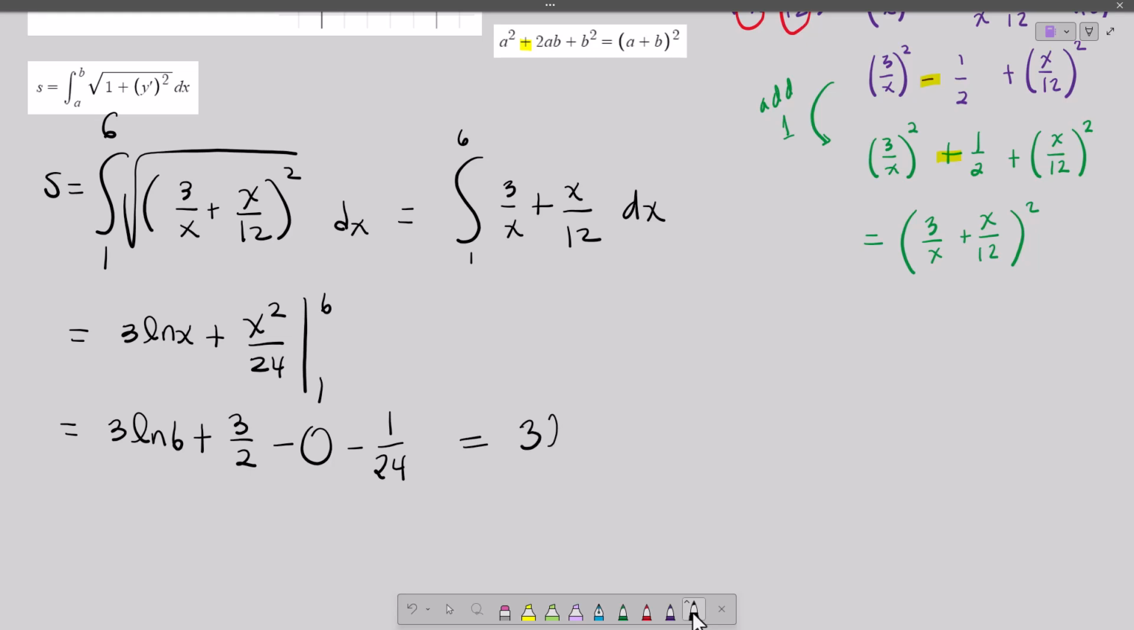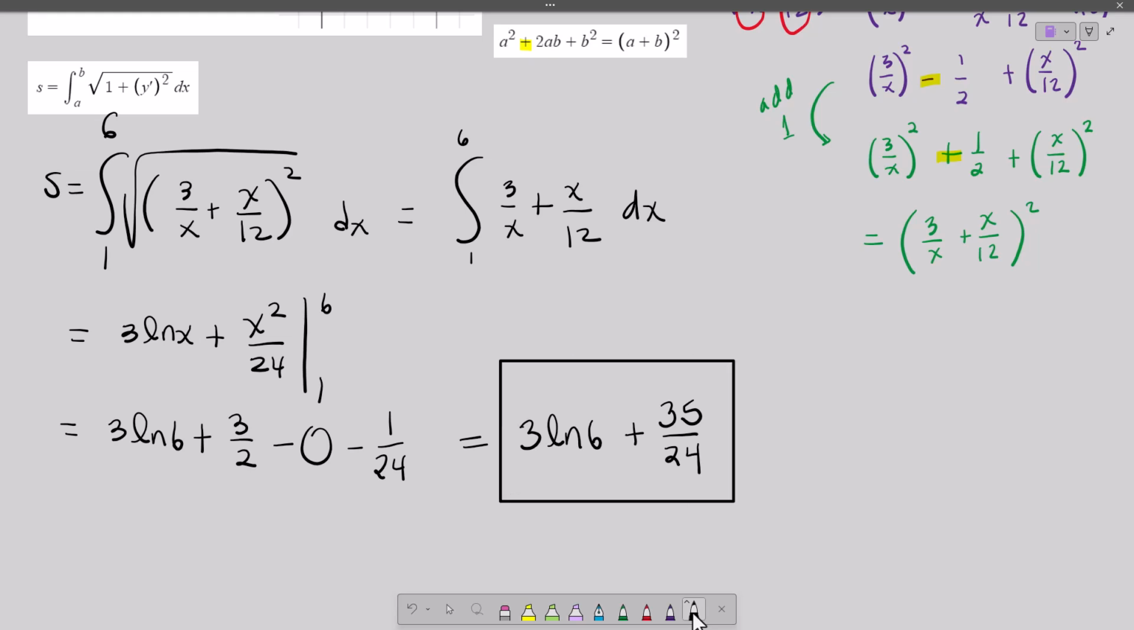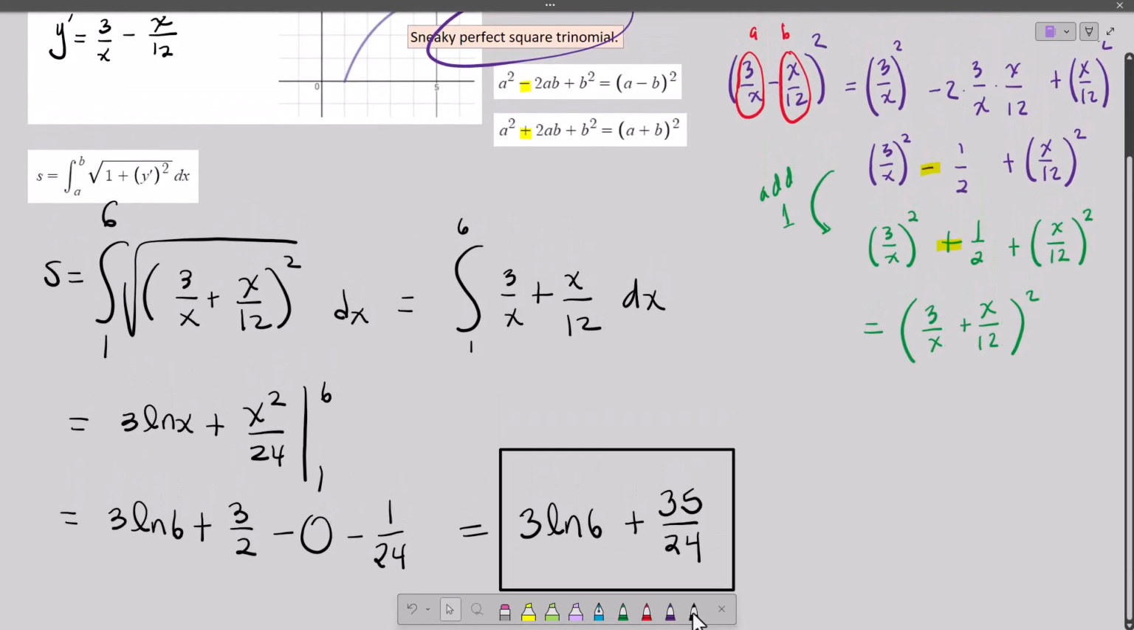So this will be 3 ln of 6, common denominator of 24, so that's going to be multiplied by 12. Oh, I guess I shouldn't have simplified it. 36 over 24 minus 1 over 24 is 35 over 24. Okay, so that is a very particular case for arc length where you can use some perfect square trinomial knowledge to make the problem pretty simple, actually, as long as you understand your algebra.